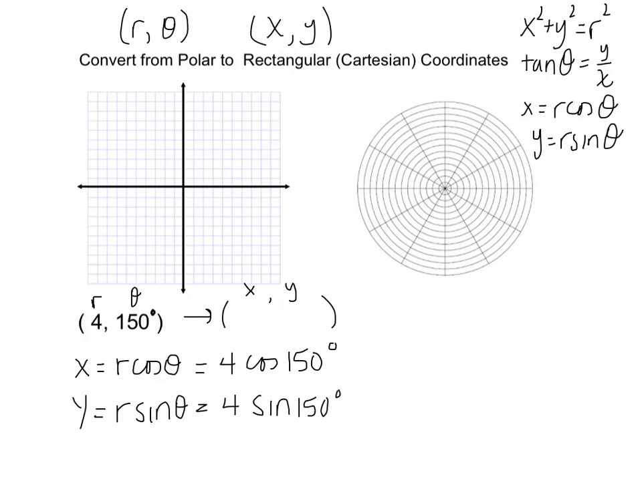150 is in the second quadrant, where cosine is negative and sine is positive. So the cosine would be negative, 4 times square root of 3 over 2, and the sine of 30 degrees would be 1/2. So 4 times 1/2 is 2. So I would have (negative 2 square root of 3, 2).